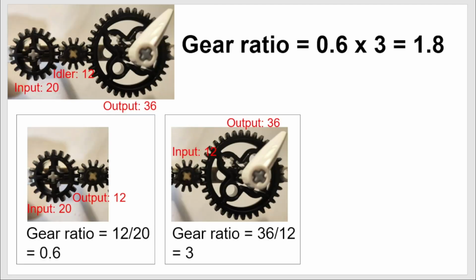So here's just an example. Here we have a gear train that we just looked at. The input has 20 teeth, the idler has 12, the output has 36 teeth. First of all, we're going to consider the first part, the first half of the gear train. We've got the input 20, the output 12, so the gear ratio would be 12 over 20, which is 0.6. Then if we consider the right half, we've got the input, which is the idler gear of 12 teeth, and the output with 36 teeth, then the gear ratio would be 3 in that case. Now we have two gear ratios, we just simply multiply them together and you get a gear ratio of 1.8.